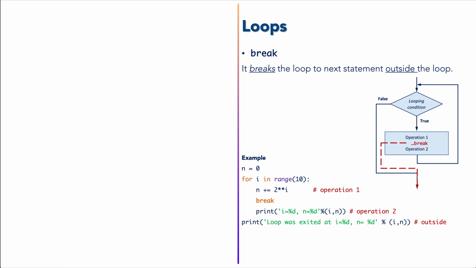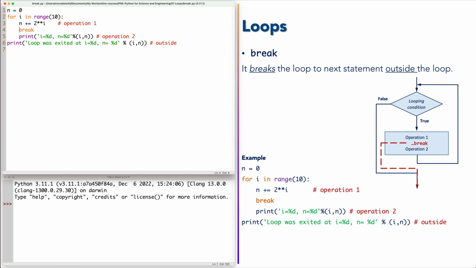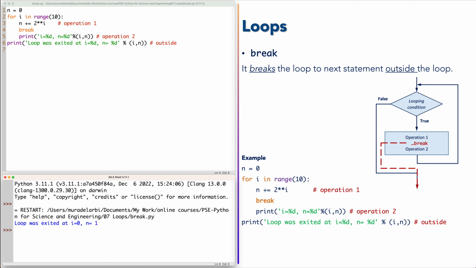In this example, the break is located between increment operation and the print statement. Let's test this code. The output shows that the break ended the loop in the first iteration at i equals 0 and n equals 1, without executing the inner print.